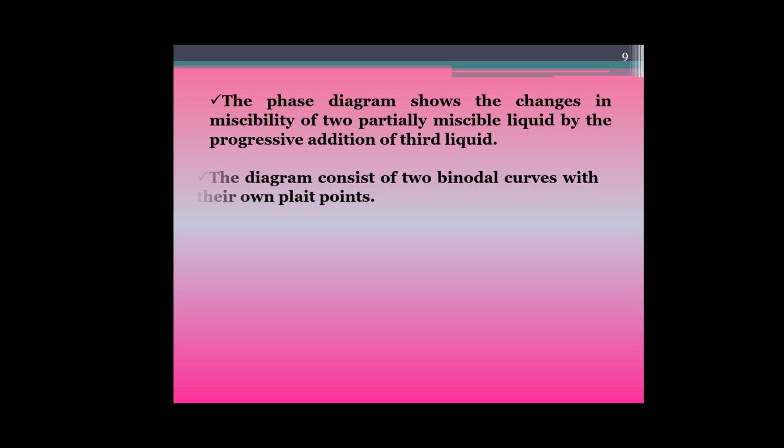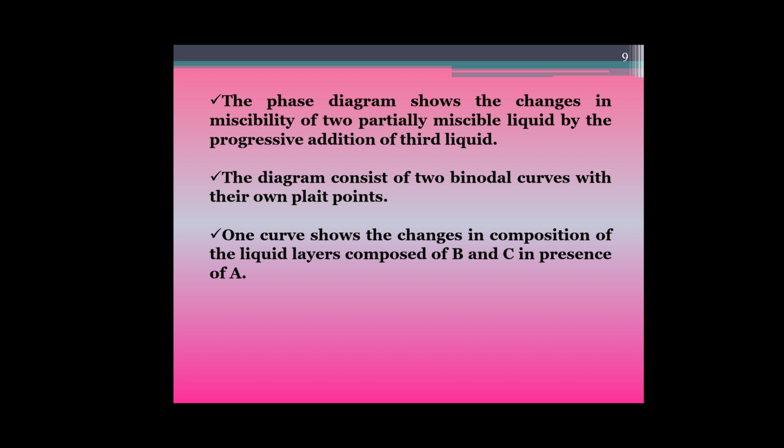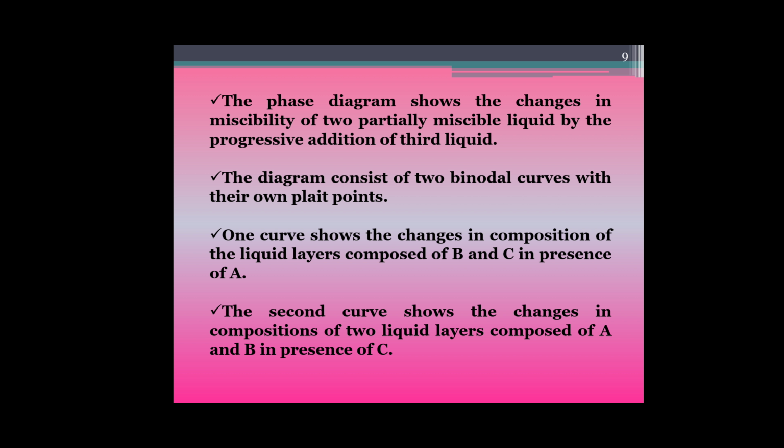The phase diagram shows the changes in miscibility of two partially miscible liquids by the progressive addition of the third liquid. The diagram consists of two binodal curves with their own plait points. One curve shows the changes in composition of the liquid layers composed of B and C in presence of A, while the second curve shows the changes in composition of two liquid layers composed of A and B in presence of liquid C.